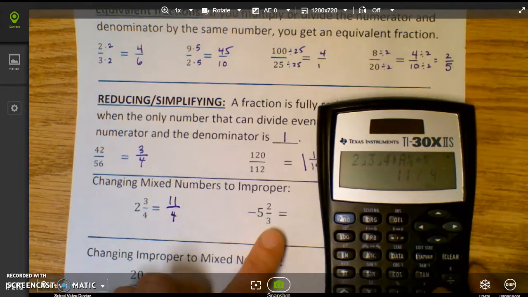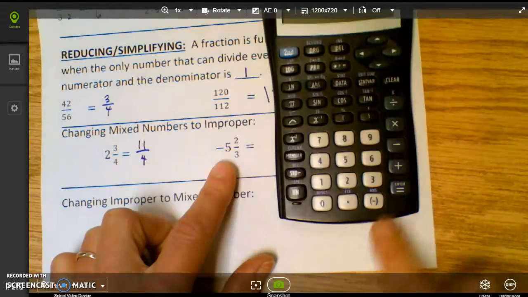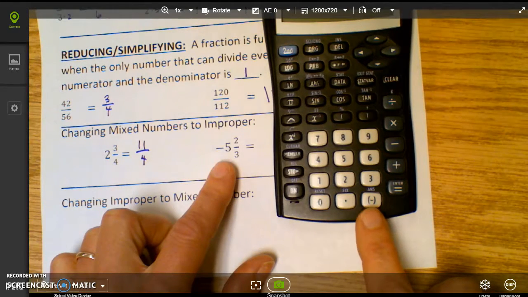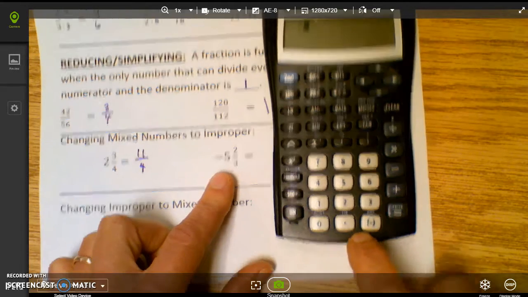So one more time, we're going to practice this one. We have a negative, and by the way, if you haven't used your calculator to find a negative number yet, or to work with a negative number, this is what you would use. You would not press your subtraction key. You would hit your negative button here.